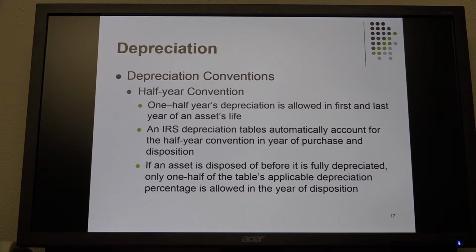We'll talk a little bit about mid-quarter convention, but not too much. I'll explain to you why they have both a half-year convention and a mid-quarter convention as well. So half-year convention just means that the taxpayer takes 1/2 of a year's depreciation in the first year of the asset's life and 1/2 year's depreciation in the last year of an asset's life.